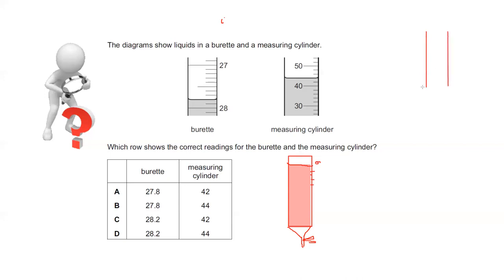So for a measuring cylinder we'll have 10, 20, 30, 40 and 50. And we add a liquid, so how much liquid is added, we can identify by reading the scale. Now the question is, which row shows the correct reading for a burette and for a measuring cylinder? What is the reading on the burette and what is the reading of the measuring cylinder? A, B, C or D?